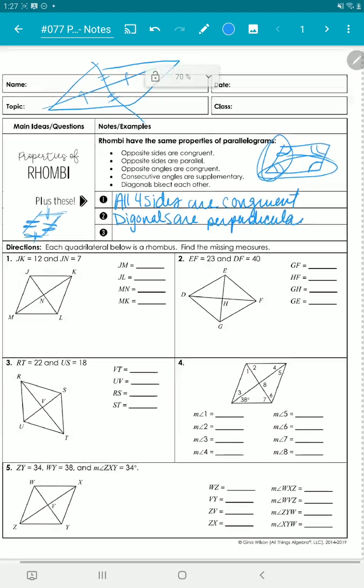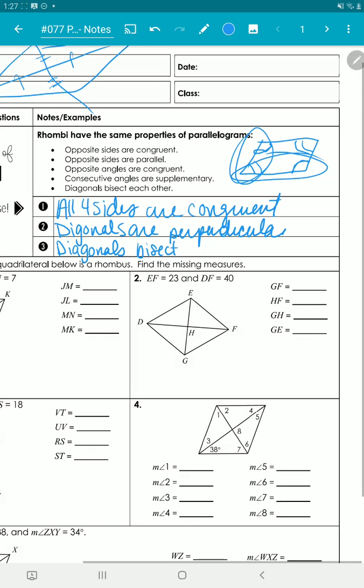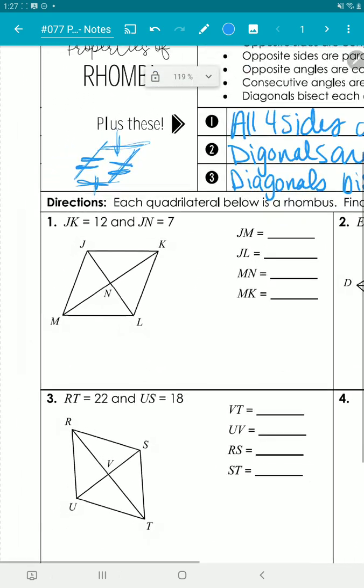Okay, and then lastly, the diagonals bisect opposite angles. So the diagonals bisect the opposite angles. And again, I'll show you what that means. So this is the same as this angle. This is the same as this angle. This one's the same as that one. This one's the same as that one. It cuts it in half. Okay, so let's look through this.